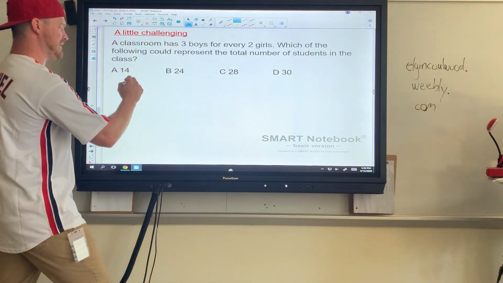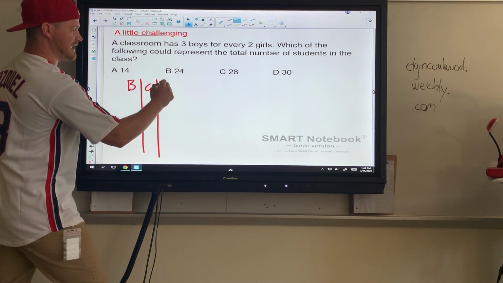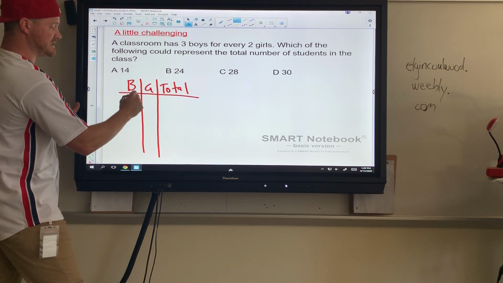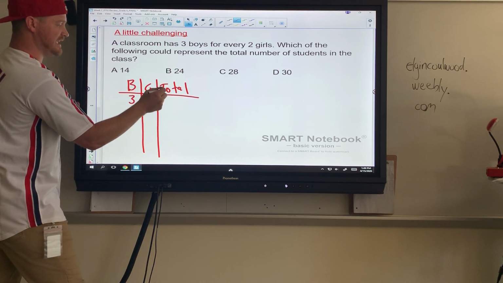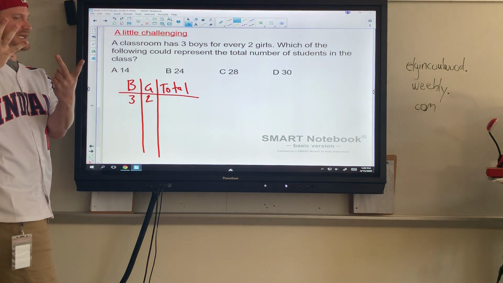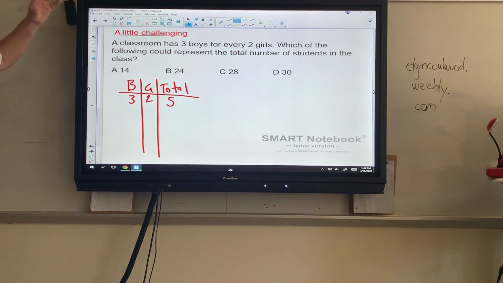Instead of making a ticket, I'm going to make a little table. We have boys, girls, and the total amount. Well, I know there's 3 boys for every 2 girls. We've got to fill in the total. Well, if there's 3 boys and 2 girls in all, how many students is that? You add them together, we get 5. Because it's the ratio, it's going to stay proportionate throughout.